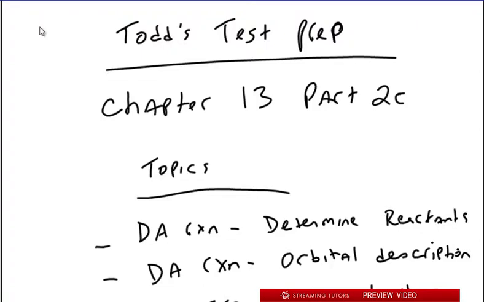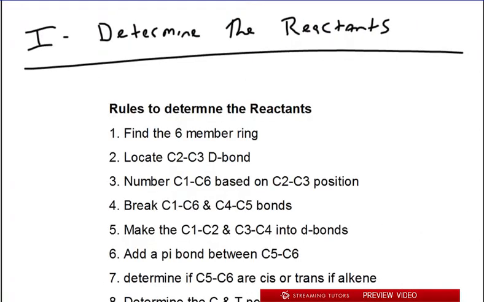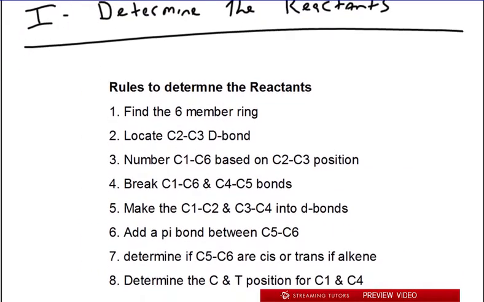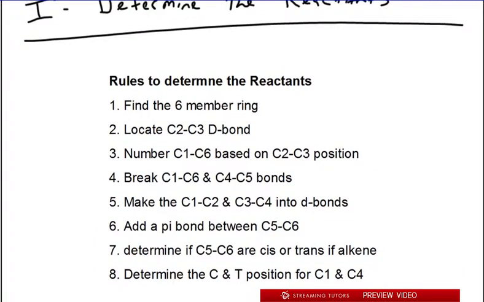Let's talk about the determining of the reactants. Now, what I did here is I wrote out this because I hate writing these rules out. And to be honest with you, you're never going to use these rules. But it's just that people like rules, right? So this is something that you can work with if you want to read something and kind of work through it. This is the rules.